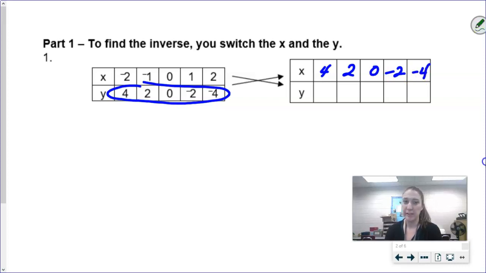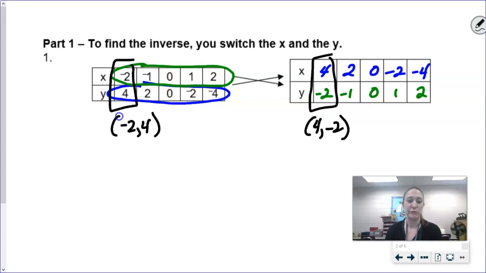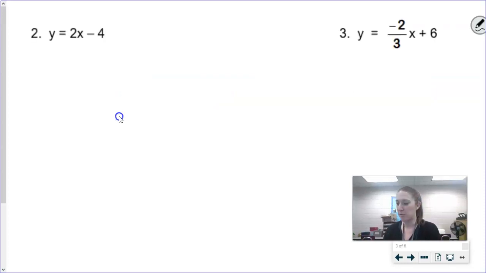And then similarly, your x's are going to become the outputs in the inverse. The only thing you've got to be careful about is that you write them down in the exact order, because the ordered pairs should still be matching up. So for instance, this one has an ordered pair of (4, -2), while the original function had an ordered pair of, you guessed it, (-2, 4). So you see that flipping of the x and y indicated in those ordered pairs.